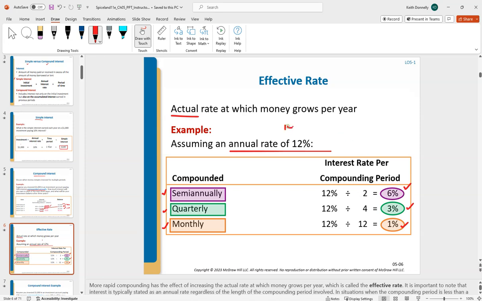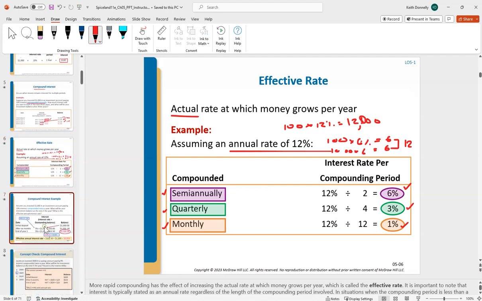You could think of it this way. If you have 100 grand at 12% on a yearly basis, you'll get $12,000. If it was semi-annual, you do 100 times 6%, which gets you 6,000. You do it again because it's 2 times a year, 6,000. That gets you to the 12. It's just expressed on a different periodic basis. We're looking at it semi-annually, and the same principle applies for quarterly and monthly.